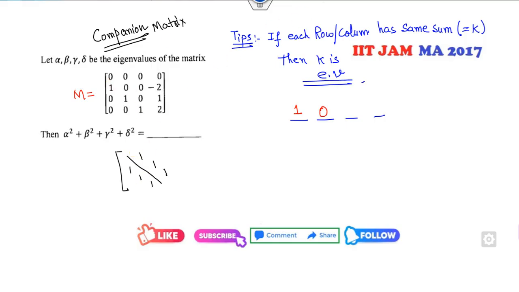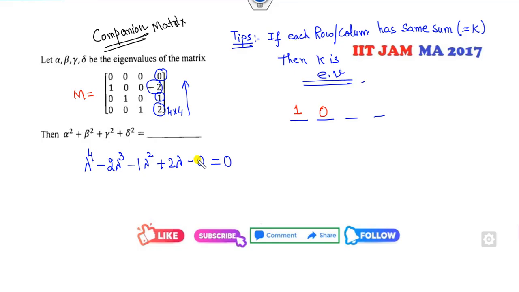So you can write the characteristic equation directly. It's 4 cross 4, so I can write lambda to the power 4 minus 2 lambda cubed minus 1 lambda squared plus 2 lambda minus 0, starting from this below row. This is correct. Otherwise, if you write A minus lambda I equal to 0, you will get the same equation, but there is no need for that. Now you can see lambda I can take common, and lambda squared as common. So from here one eigenvalue is 2.